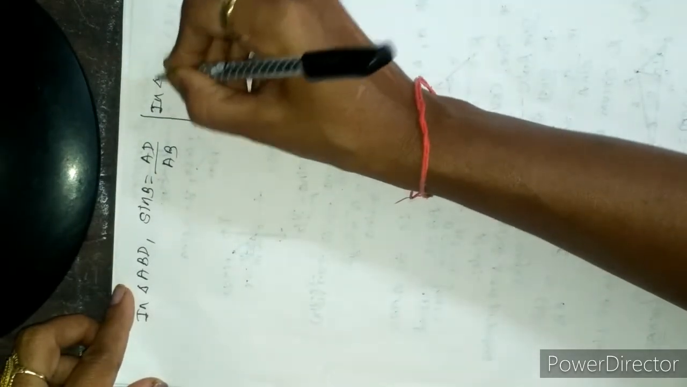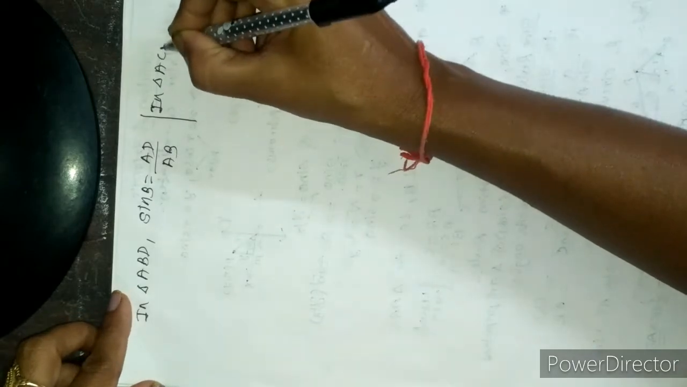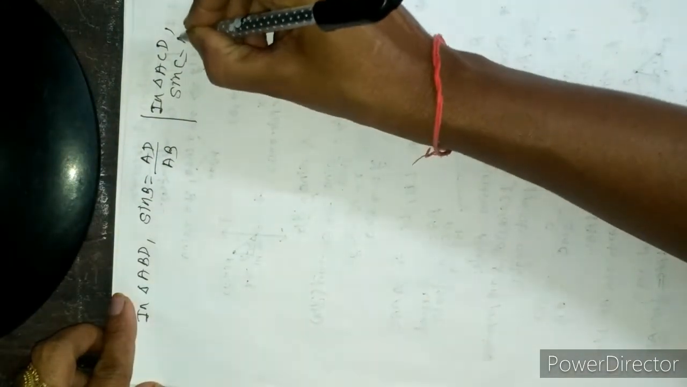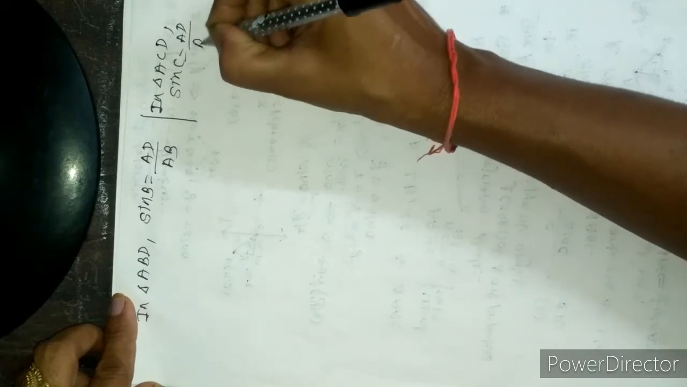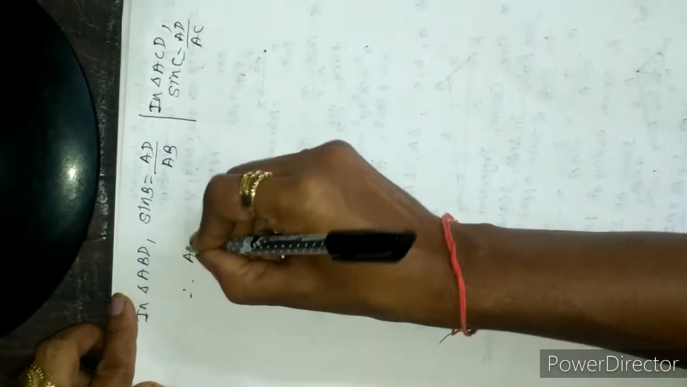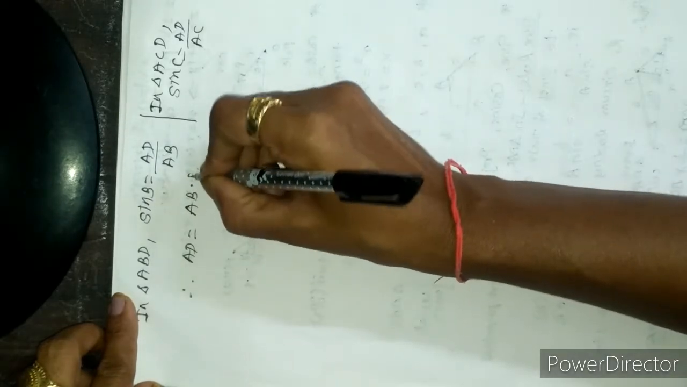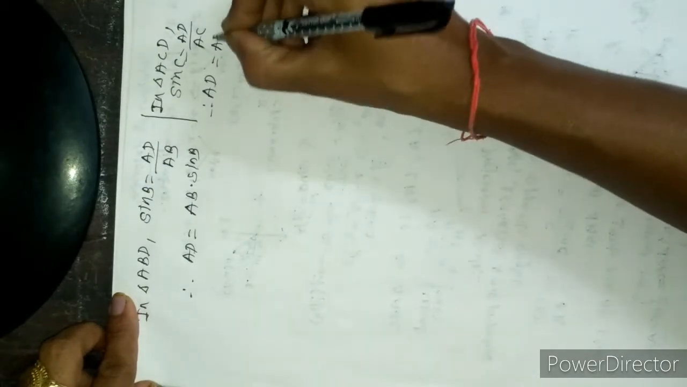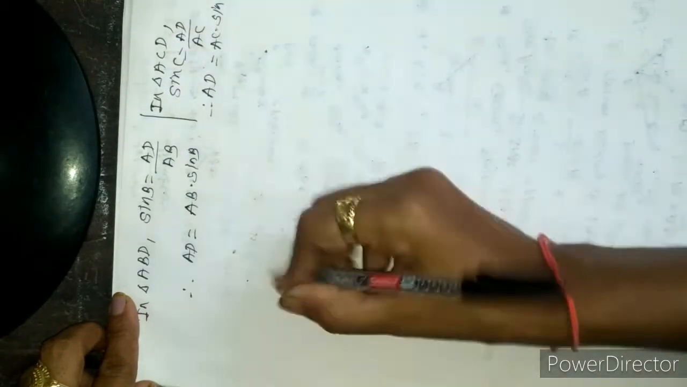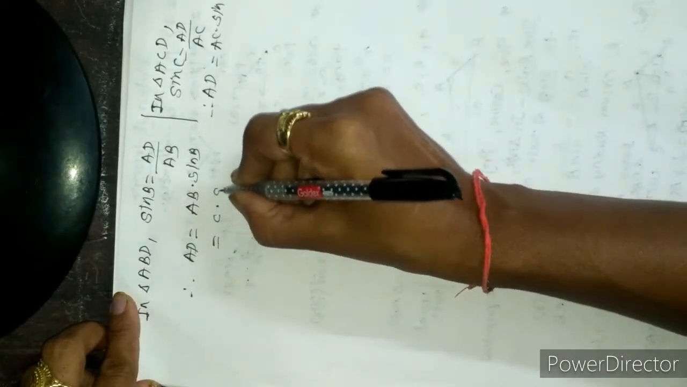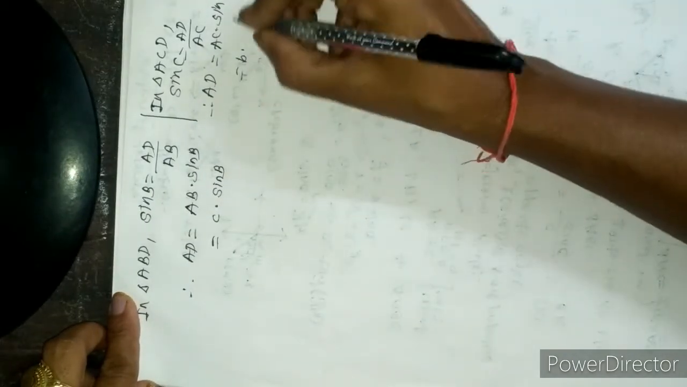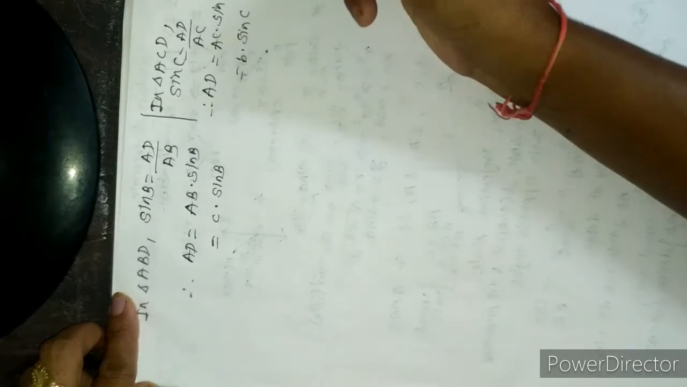Whereas in triangle ACD, sine C is equal to AD upon AC. So we take length AD is equal to AB into sine B, whereas here AD is equal to AC into sine C. Now we take length of AB is nothing but c. So replace AD by c times sine B, and length of AC is nothing but b, so that is b times sine C.